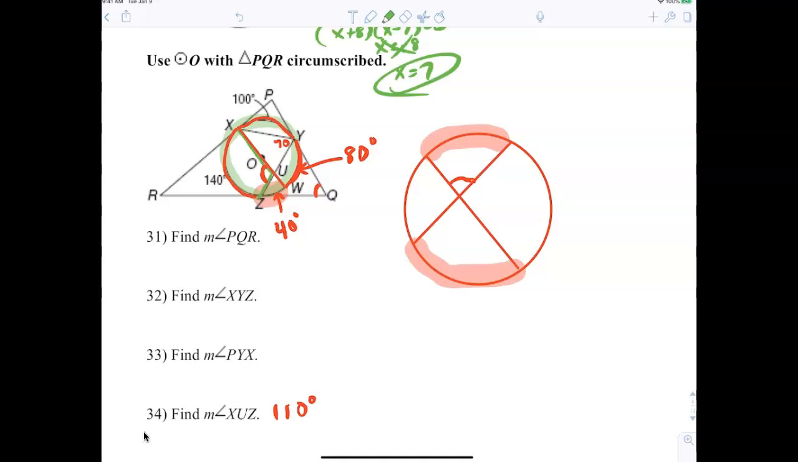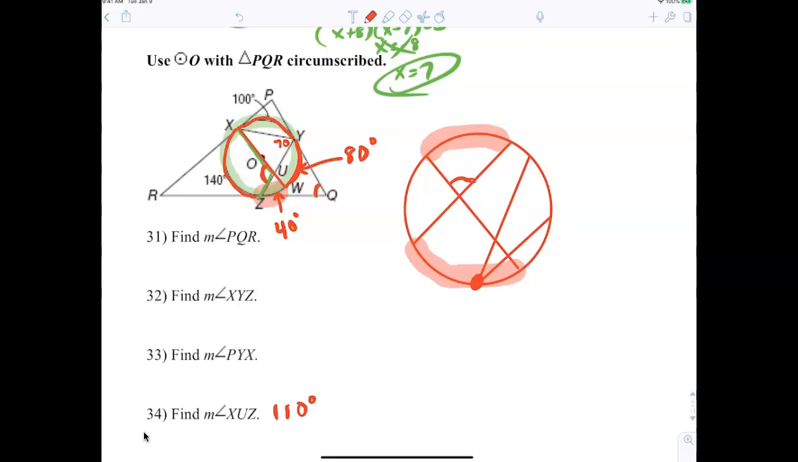Couldn't you just also add 80 plus 40? No, because that again is not an inscribed angle. The only one that you divide by is this. That's an inscribed angle. That vertex is on the circle. It's just a coincidence. That's true. I'm feeling a little better about it.